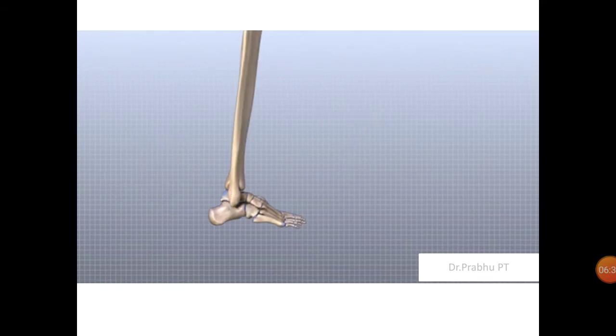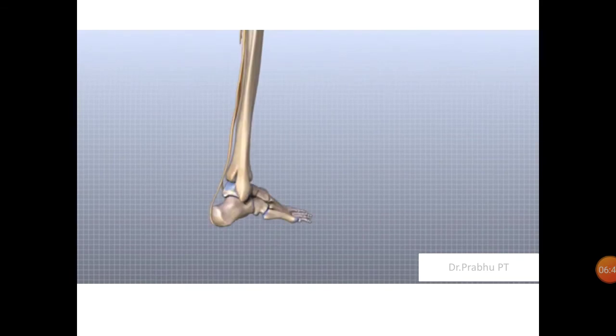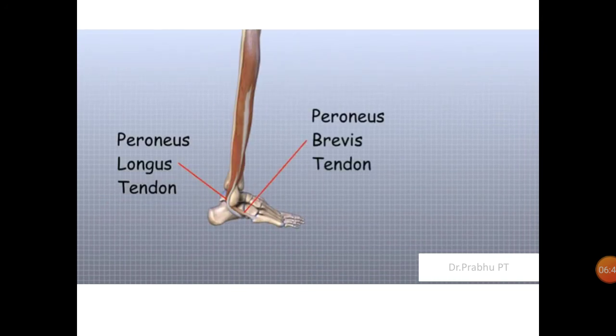So what is the action of the peroneus muscles? Their action is eversion and plantar flexion. Here you can see the peroneus longus muscle, and the peroneus brevis tendon also. The action is eversion and plantar flexion, but the peroneus tertius action is eversion and dorsiflexion.